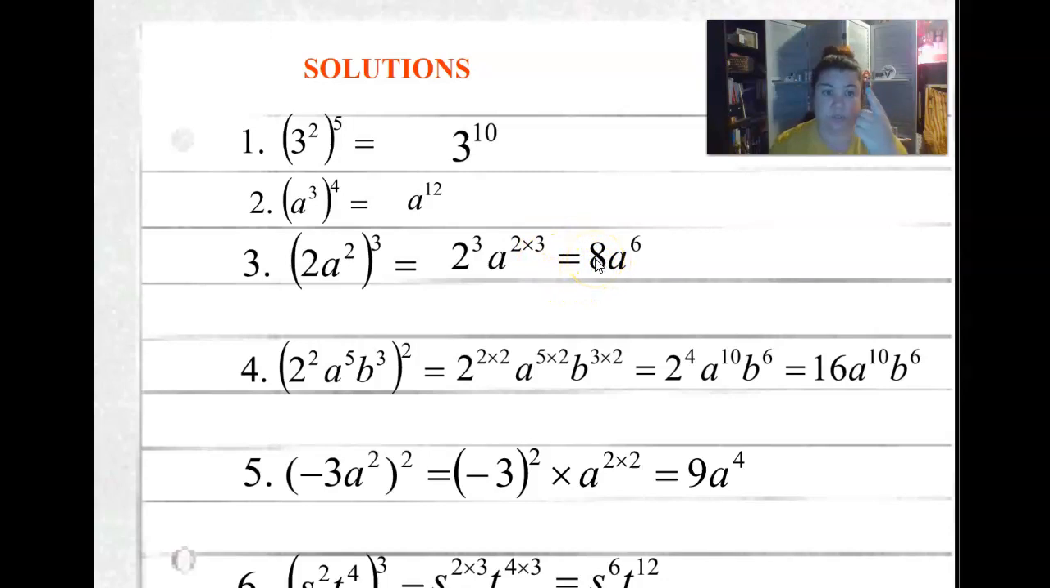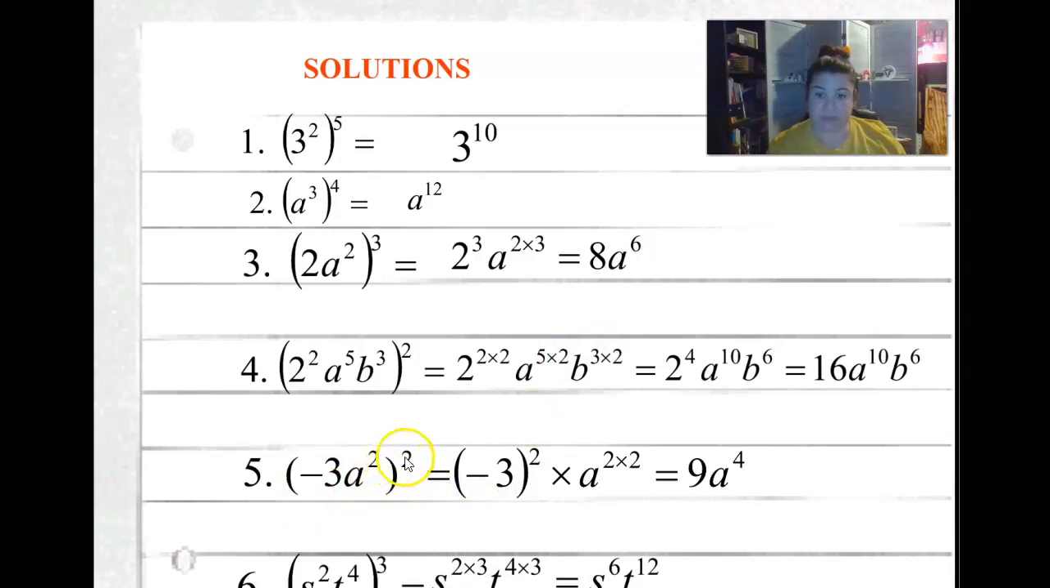So we have 2 times 2 is 4. 4 times 2 is 8. We're doing it 3 times. That's how we got the 8 here. And then 2 times 3 is 6. So it's 8a to the 6th power. Did you get that?